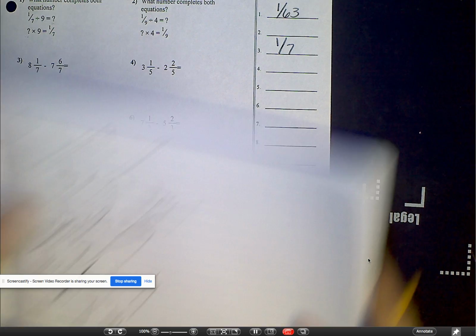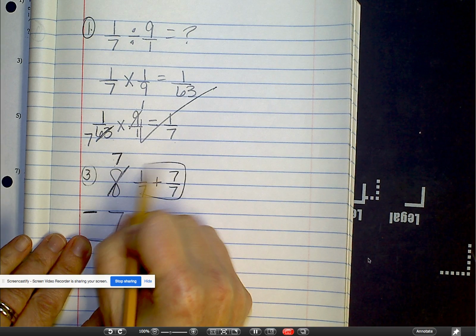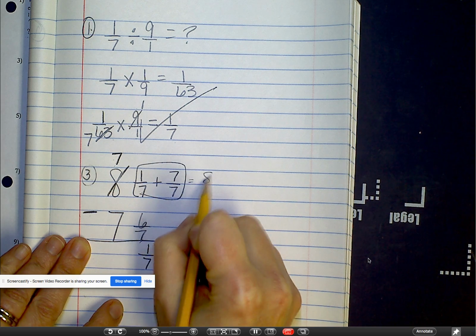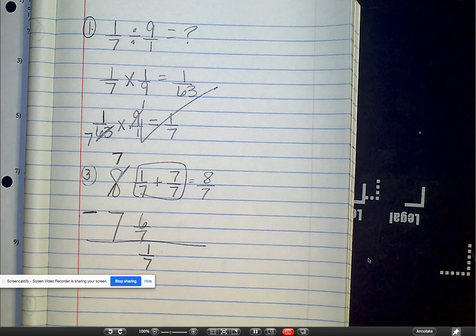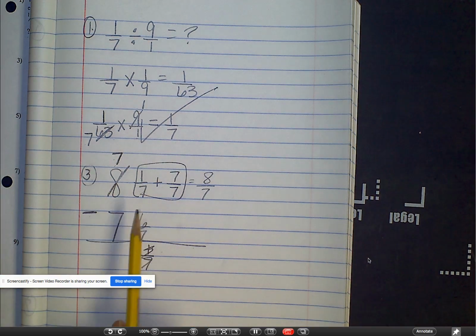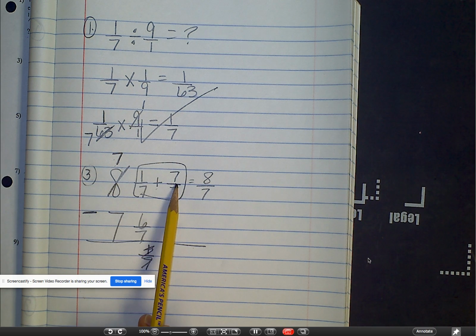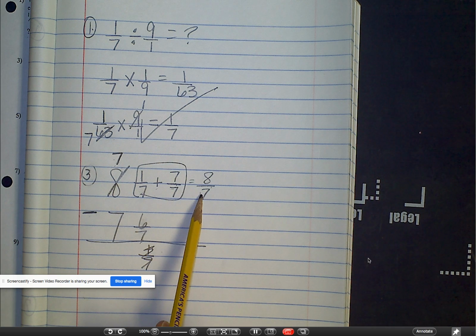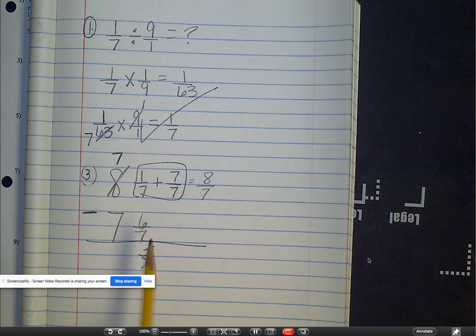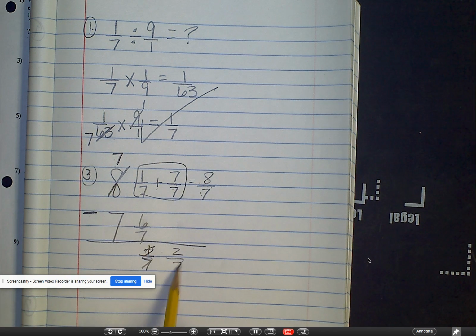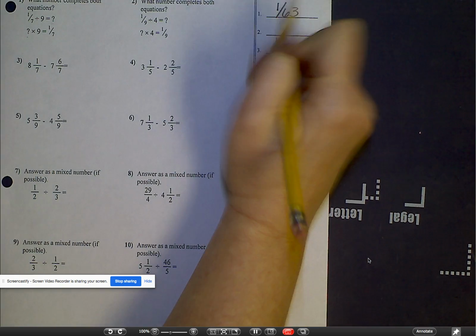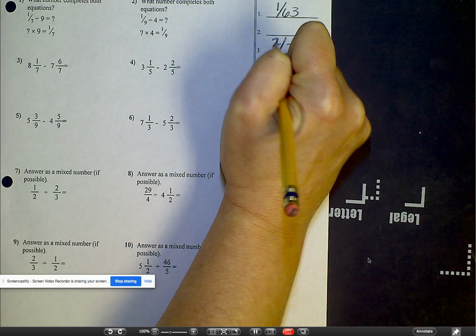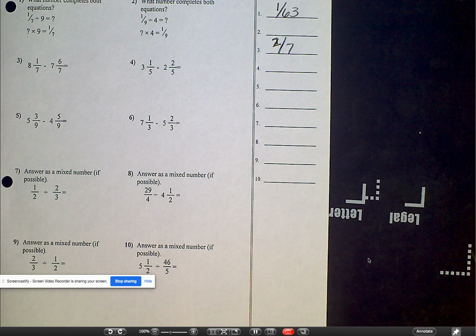Oh, wait, we did something wrong because I got to add this. Okay, I got to add that on. So that's 8/7. So on this one, I had the 1/7. I added the 7. So it becomes 8/7. 8 minus 6 is 2. So the answer is 2/7. Sorry about that. 2/7.